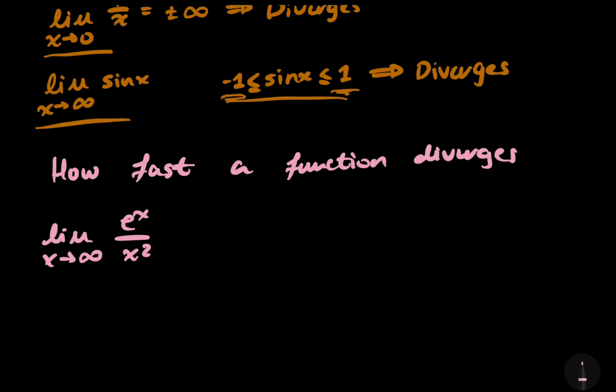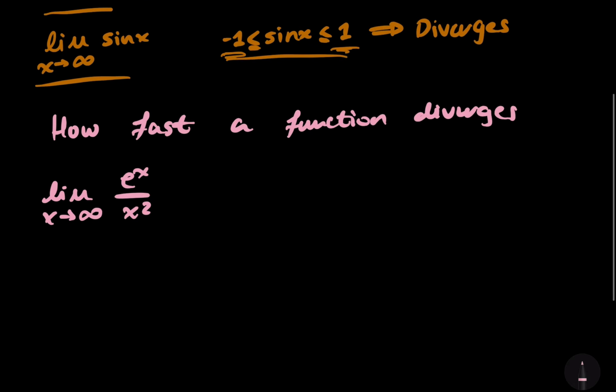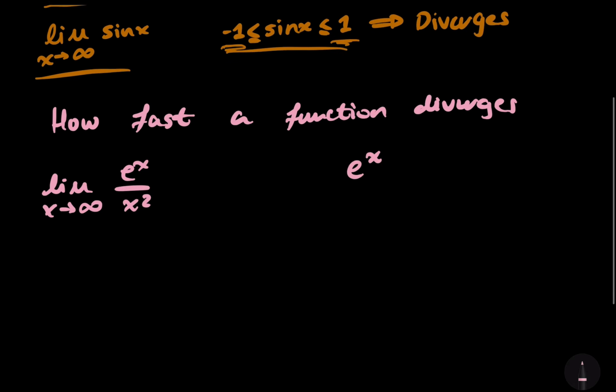However, the way we would approach evaluating this limit, since we can't input infinity into the function, is to think about which one is going to diverge faster. And we know that e to the x right over here, as x approaches infinity, will grow faster than x squared.